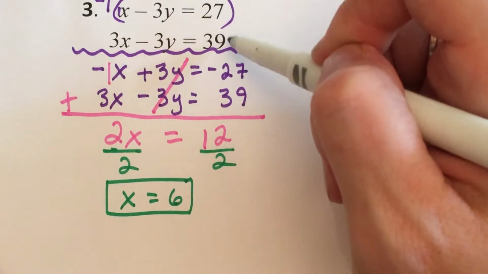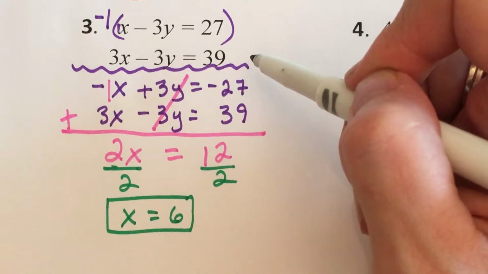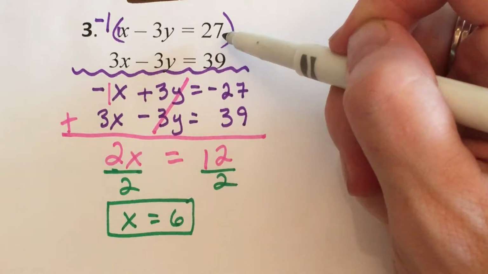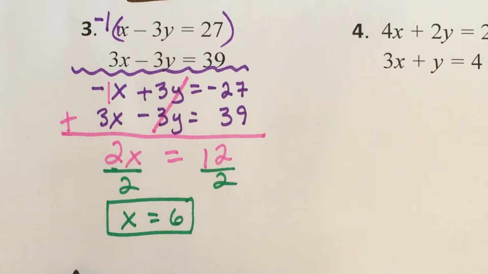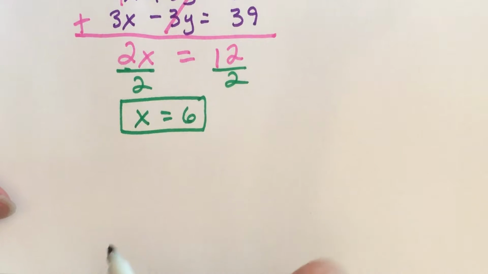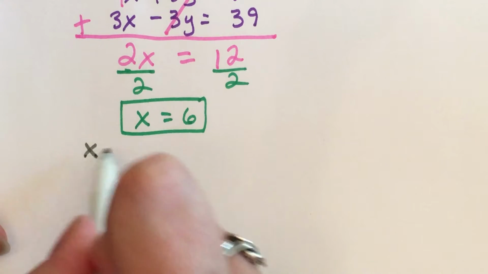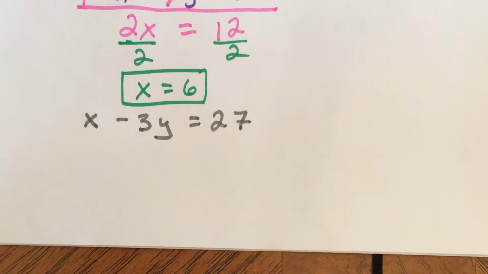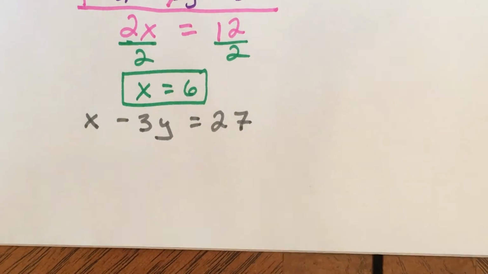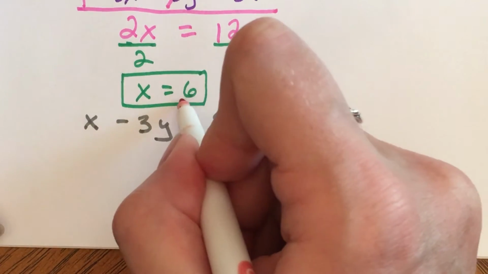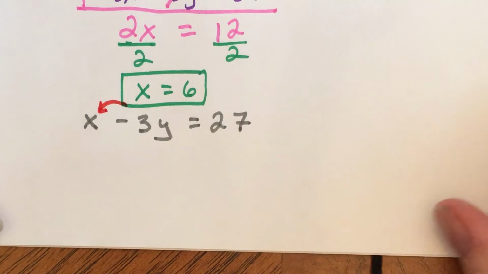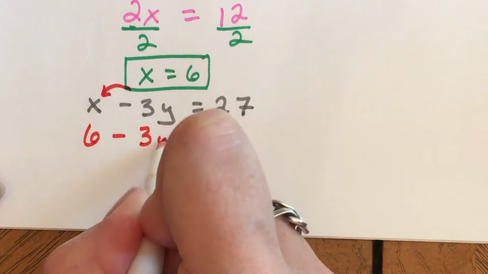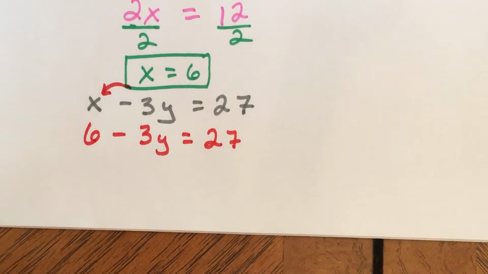So the less scary equation to start with, I'm going to say, is probably the first one. It just has some smaller numbers. So let's rewrite how it was originally handed to us. It was originally handed to us as x minus 3y equals 27. This x is coming right there. That 6 is going right there, giving me 6 minus 3y equals 27.